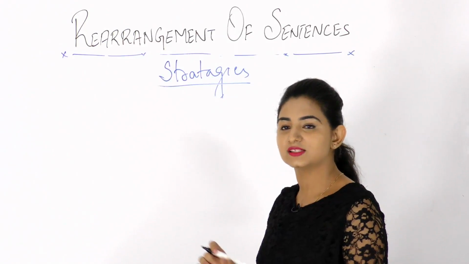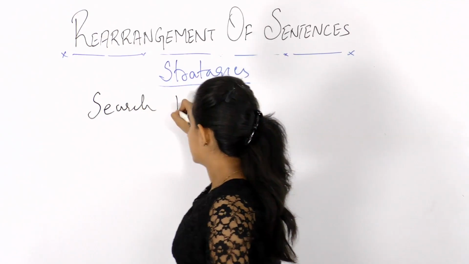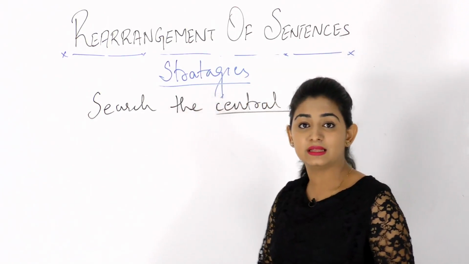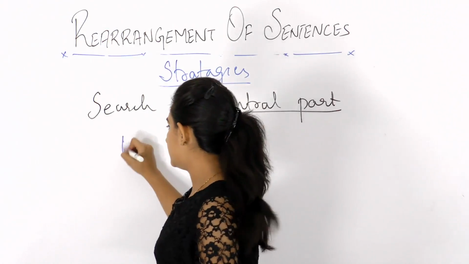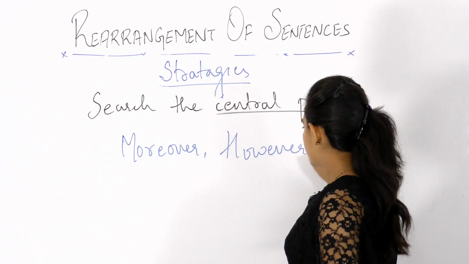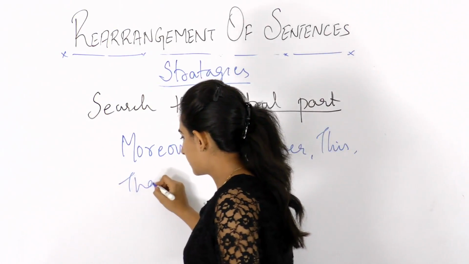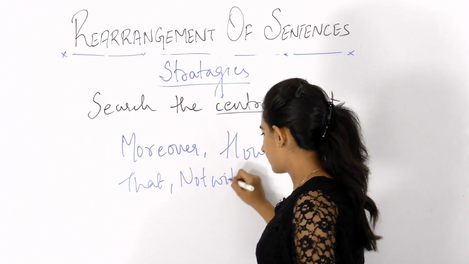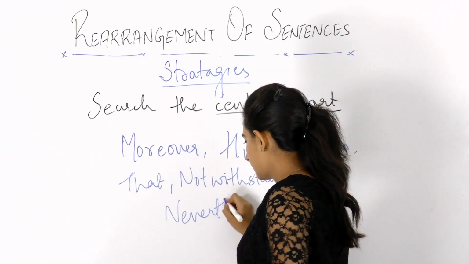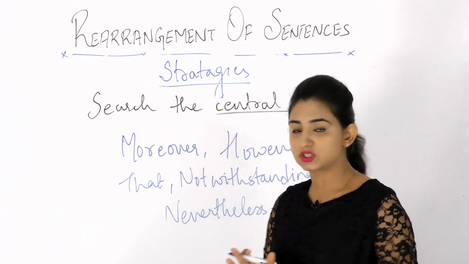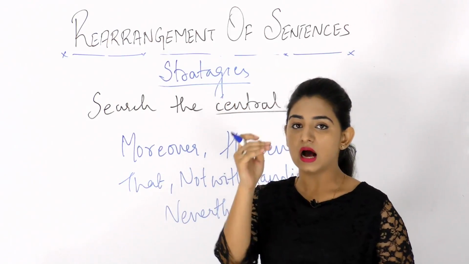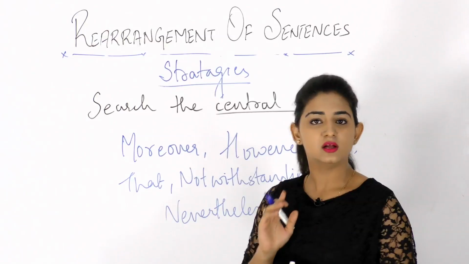Second thing that you need to do is search the central part. What does the central part contain? There are certain words that are used in the central part only, like moreover, however, this, that, notwithstanding, or nevertheless. If we have a sentence mentioned with these kinds of words, this will be in the central part. That means anywhere after the first sentence or before the last sentence.